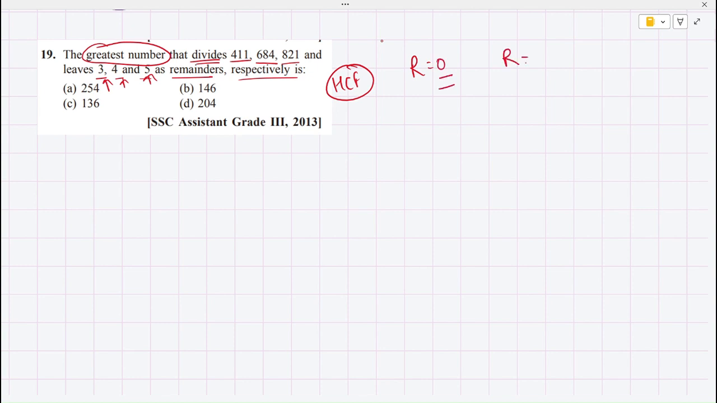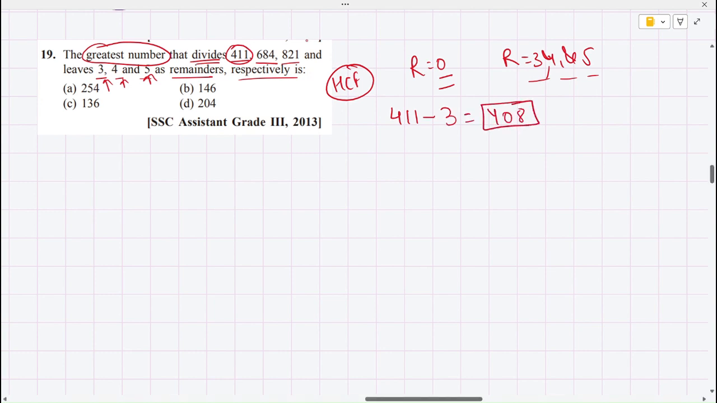But here they are saying that the remainder should be 3, 4 and 5, which clearly indicates that this particular number 411 is 3 extra than what is needed. So what we'll do is we'll respectively subtract these remainders. For example, we'll subtract 3 from 411, we'll get 408 as a new number.